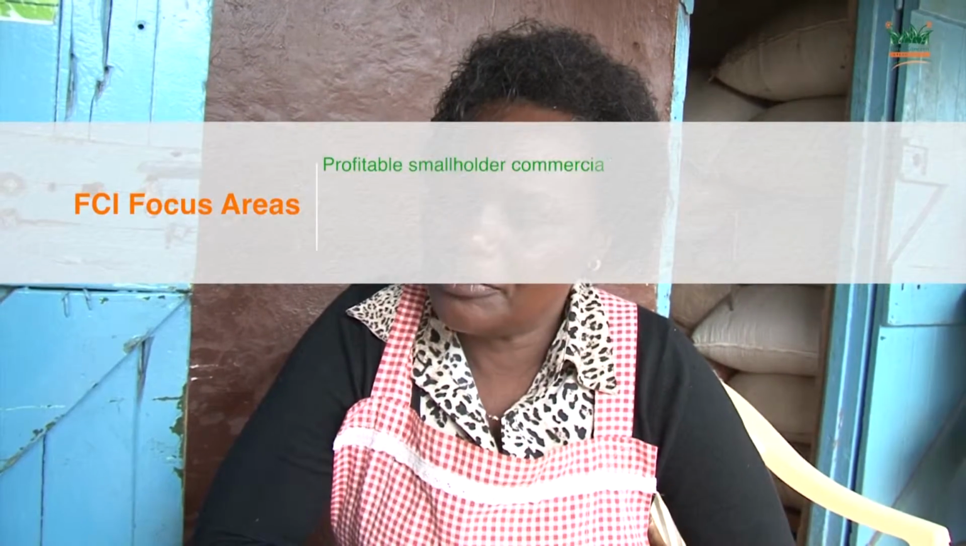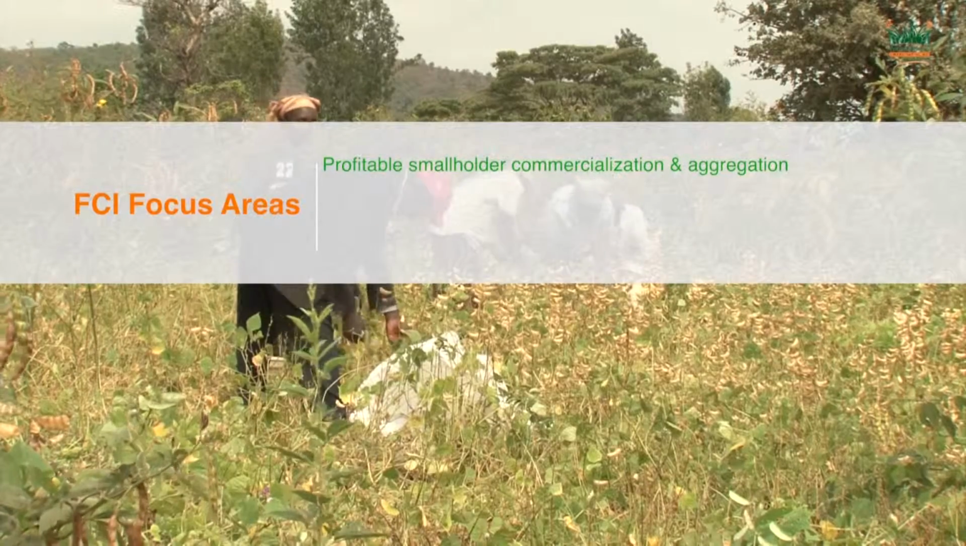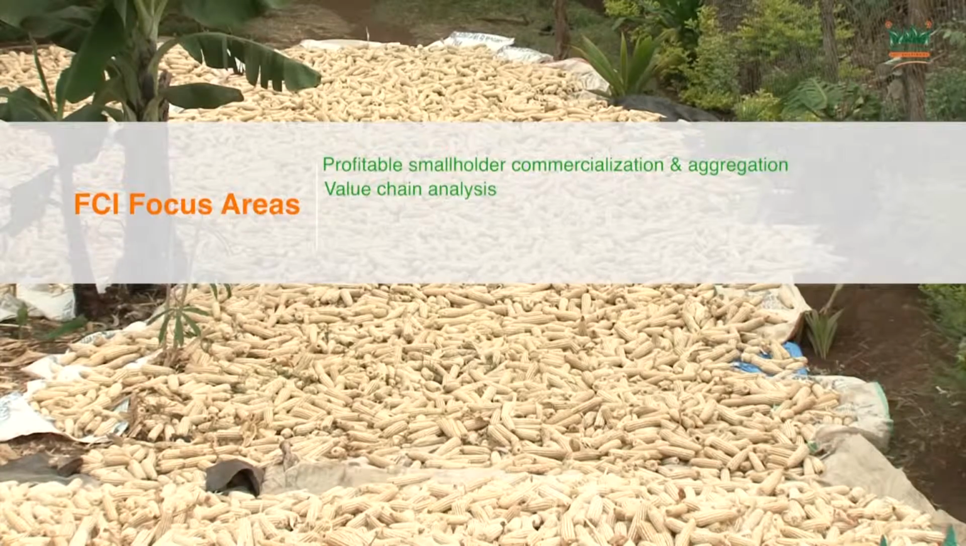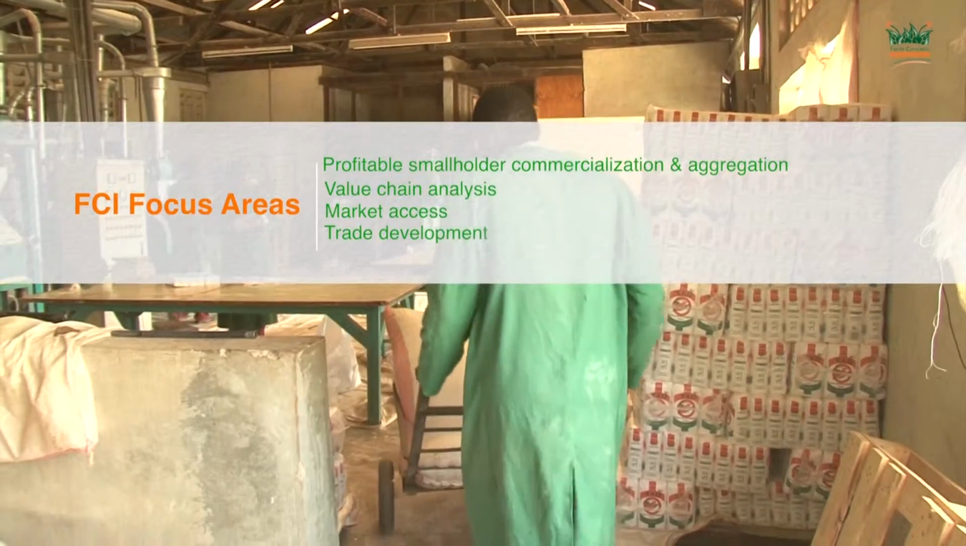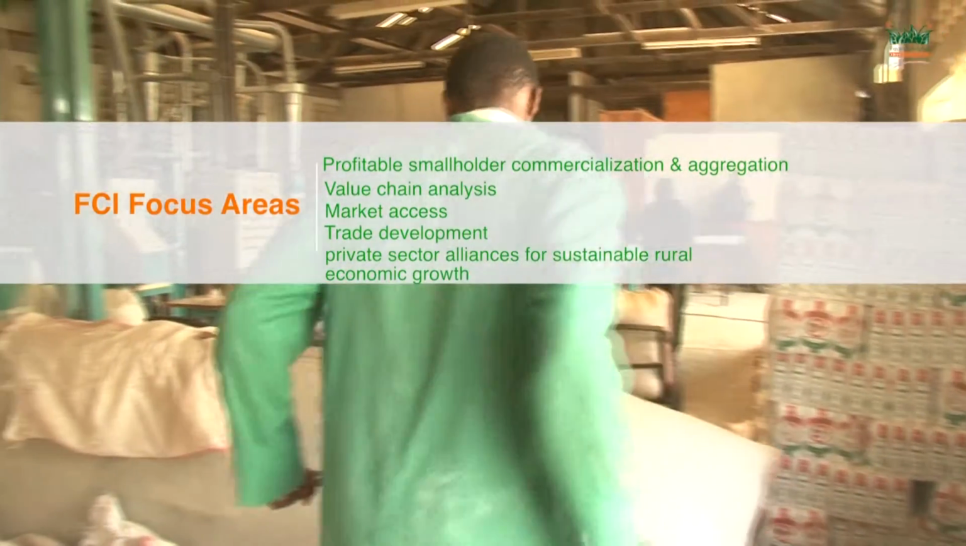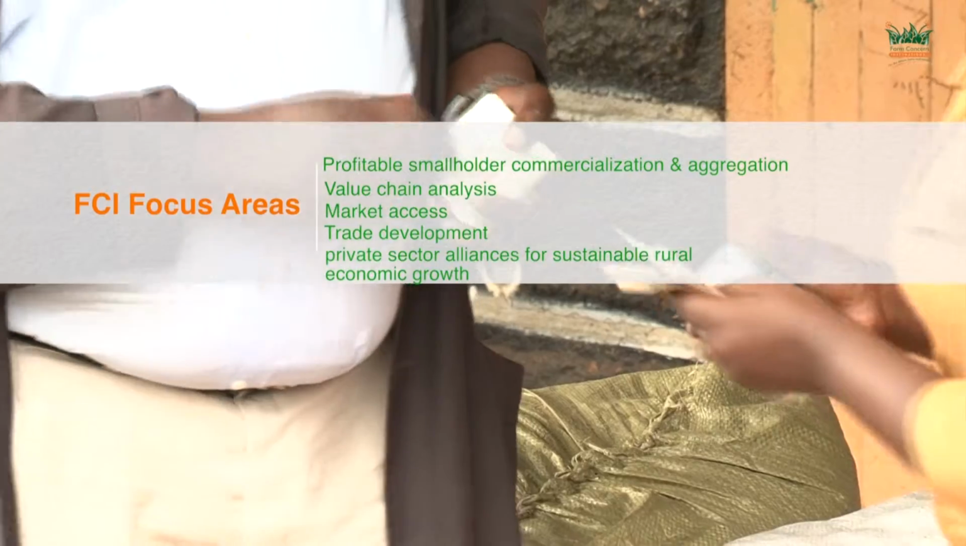CI is an Africa-wide agri-market development agency and a leading strategic direct implementing partner in Africa. The organization's focus areas include profitable smallholder commercialization and aggregation, value chain analysis, market access, trade development, and private sector alliances for sustainable and rural economic growth.